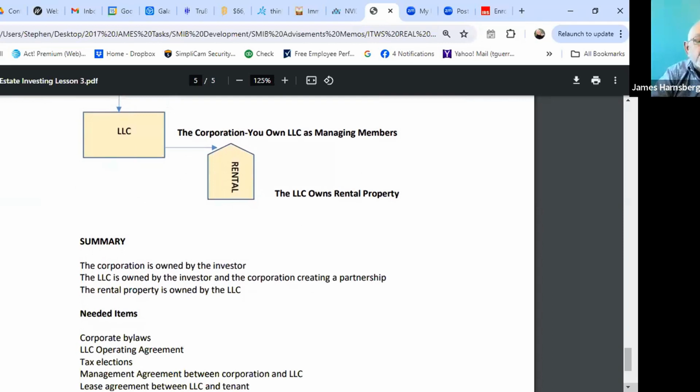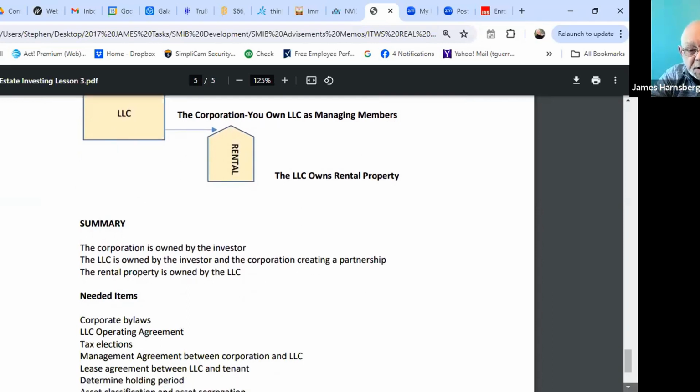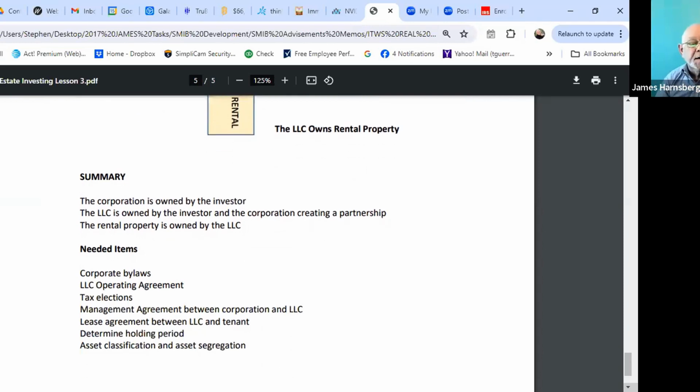So the summary for the organizational structure that we want to pay attention to, and your takeaway for today's lesson, is the corporation is owned by the investor. That's you and your spouse. The LLC is owned by the investor and the corporation, creating a partnership. So we're going to make an election to treat it as a partnership. The rental property is owned by the LLC.